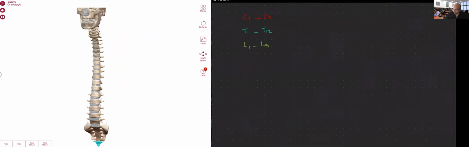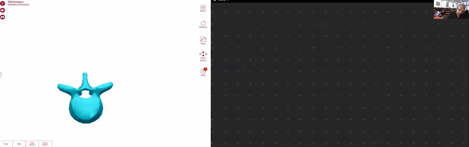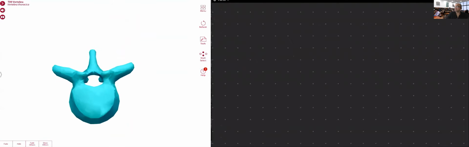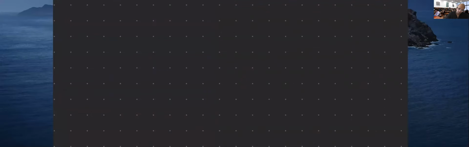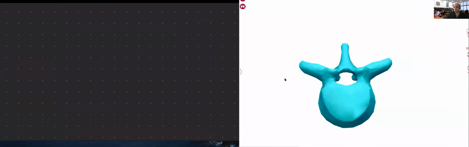So how can I differentiate? If I got a vertebra, a single one like this, how would I know if this here is cervical? Is it thoracic? Is it lumbar? How would I know? So the easiest way is to follow a scheme, in order for you to be able to identify whether this is a cervical vertebra, a thoracic, or a lumbar.